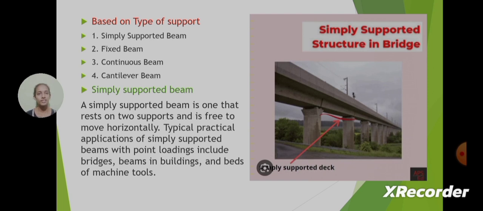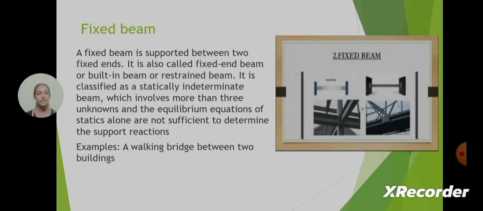Simply supported beam. A simply supported beam is one that rests on two supports and is free to move horizontally. Typical practical applications of simply supported beams with point loading include bridge beams in buildings and beds of machine tools.